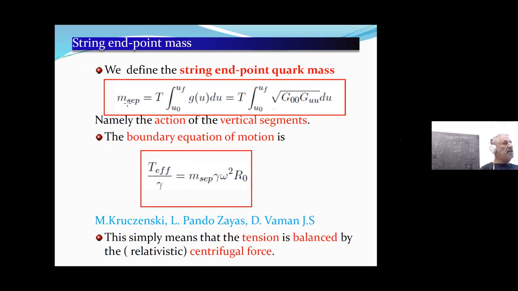And then if we plug it into the boundary equations of motion, they take the form for a rotating string in this equation, which is just the balancing of the tension with the centrifugal force. And that is the basic map for rotating strings between holographic backgrounds and strings in flat 4 dimensions.